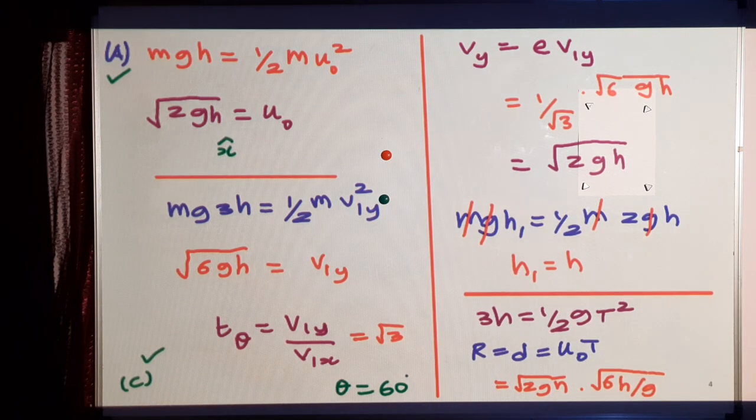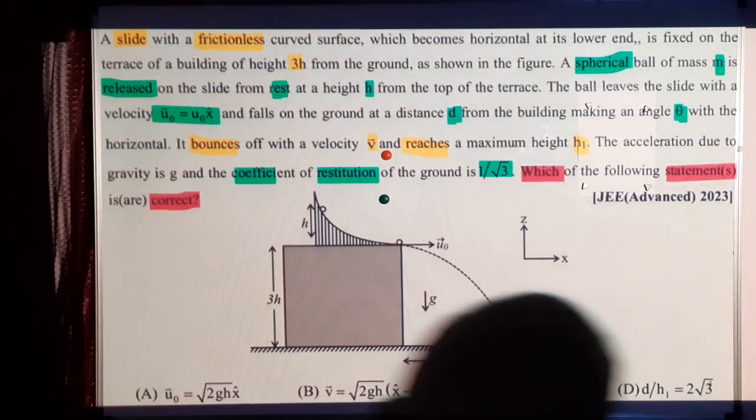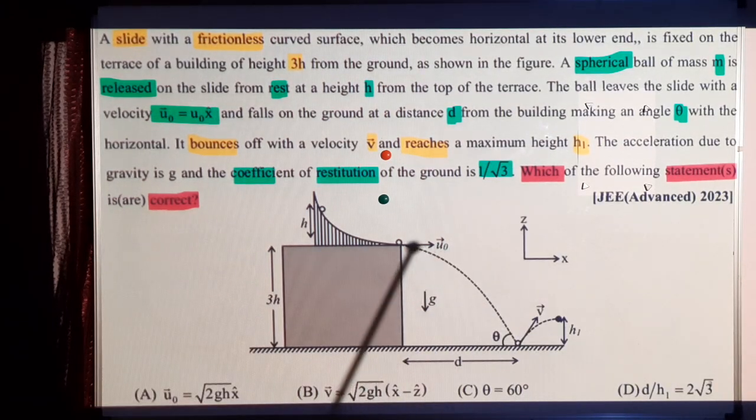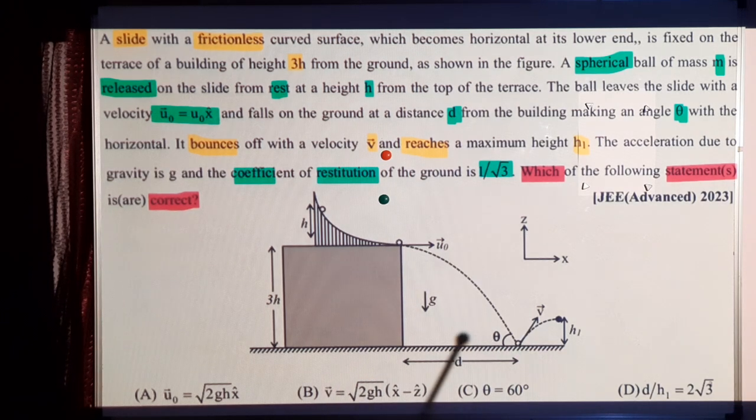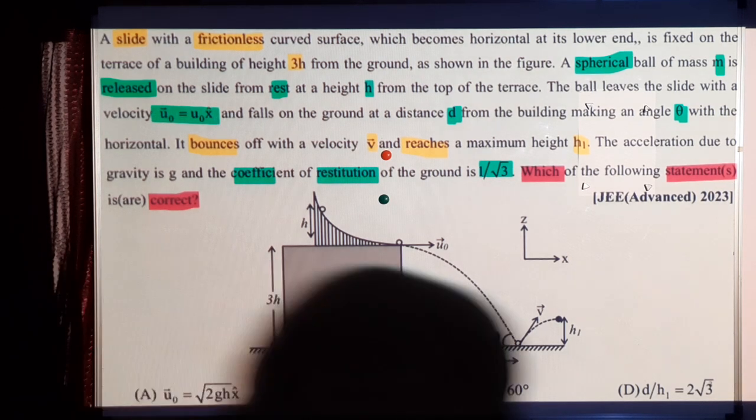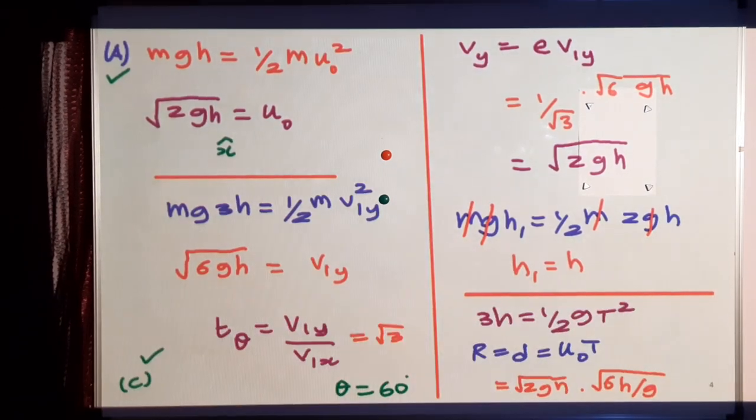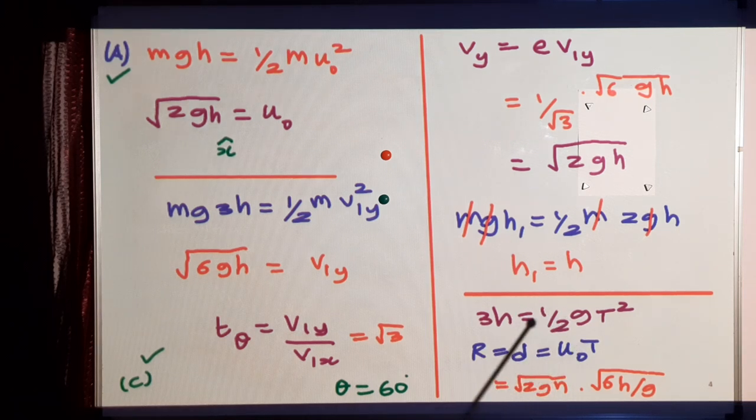And to get the range, we need the flight time. Flight time we can get from s equal to ut plus half at square. For this motion, u is 0 in the vertical direction because u is in the horizontal direction at t equal to 0. So s is 3h equal to half g t square. Downward direction is taken as positive. From this, you get the flight time as square root of 6h by g.